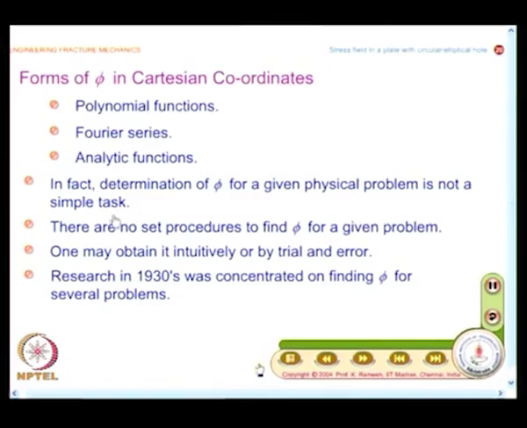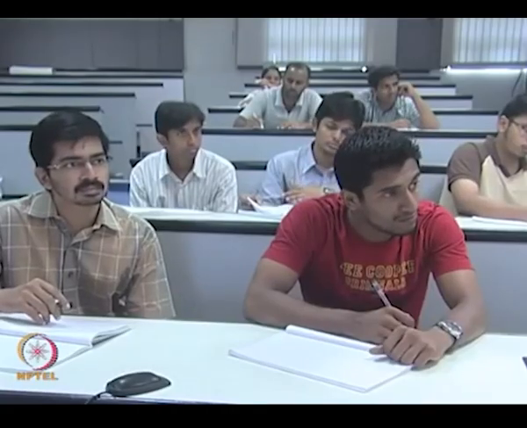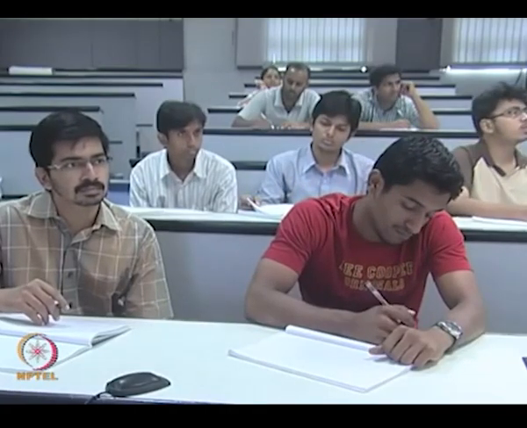And if you look at, are there set procedures to find phi? The answer is only no. One may obtain it intuitively or by trial and error. So, the whole of analytical development hinges on what is the stress function phi. If you are able to find out a stress function for a given problem, the problem is completely solved. And this is the reason why people also developed different coordinate systems to comfortably specify the boundary conditions.